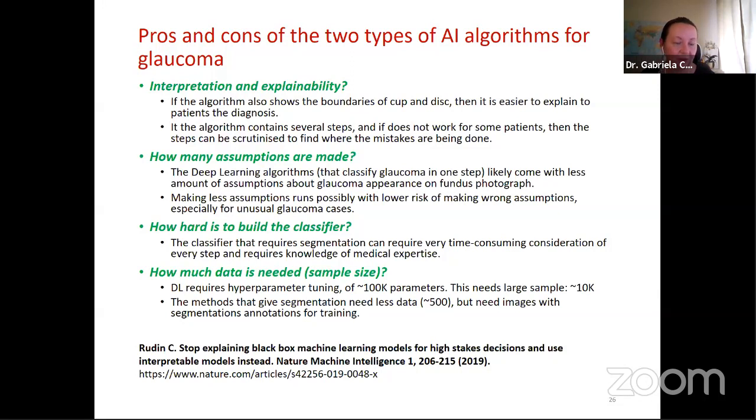Deep learning algorithms require lots of hyperparameter tuning, a large number of parameters. They require a larger sample size, of the order of 10,000. Whereas when you do segmentation, you need less data, fewer images, but then you not only need to tell which image belongs to glaucoma or not, or suspicious, but you also need to give another type of annotation. You need to tell where the boundaries are, so that these boundaries, together with the annotation of whether it is glaucoma or not, go into training so the algorithm can be trained. So those are the things that we need to think about.